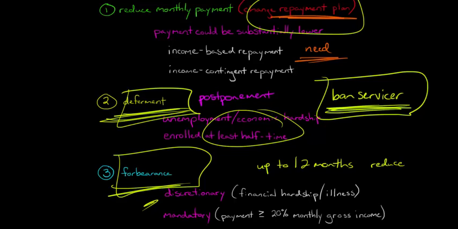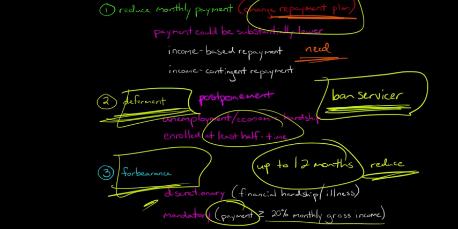And there are a number of different types of forbearances. I'll just give you one example, is if your monthly payment is greater than or equal to 20% of your monthly gross income. In that case, you are eligible for a forbearance. And so your payments can either be reduced or completely eliminated for up to 12 months' time.